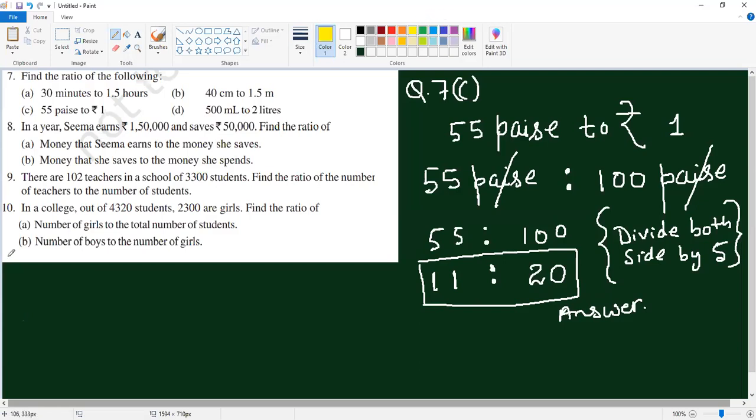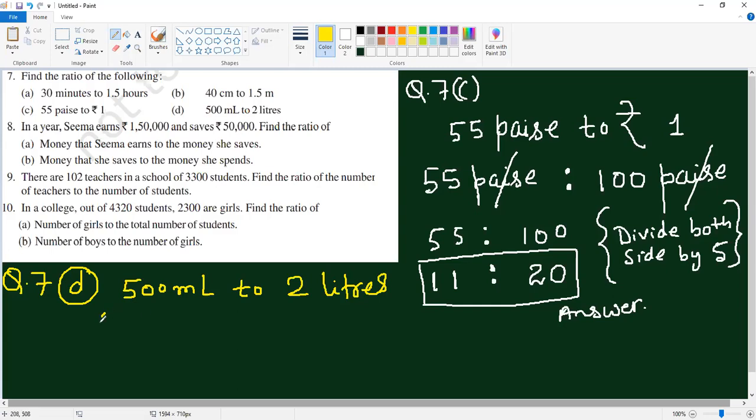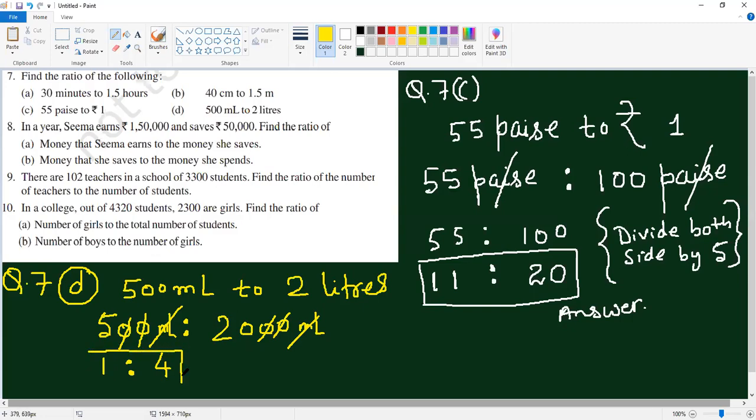Now we will do question number 7D. 500 milliliter to 2 liters. So this will be 500 is to 2000 milliliter. So milliliter and milliliter will be cancelled. This will cancel this. This will cancel this. Divide both sides by 5. So 5 ones are 5 and 5 fours are 20. So this will be the answer.